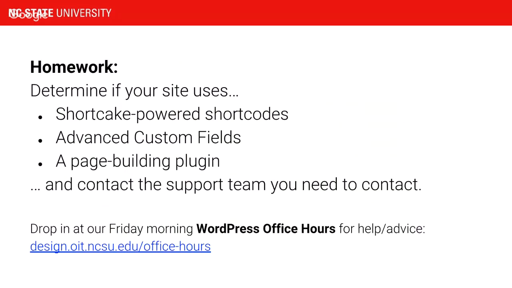So some homework for y'all is to determine if your site uses Shortcake-powered shortcodes, Advanced Custom Fields, or a page building plugin, and then contact the support team you need to contact. Maybe that's OIT Design, maybe that's CALS IT, whatever your local IT is, or if you're supported by another vendor, talk to them and make sure that you know what's going to happen when you upgrade.